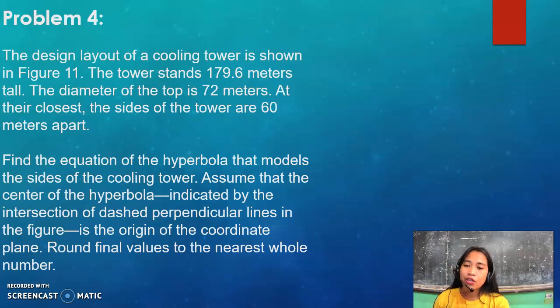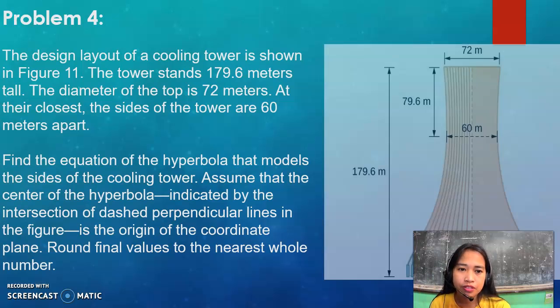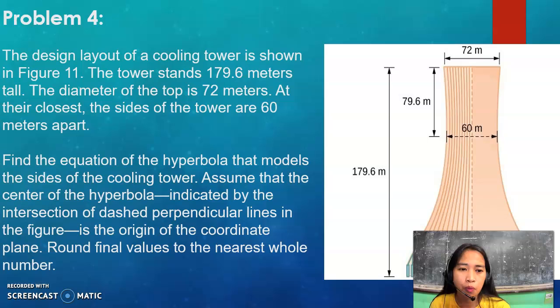The design layout of a cooling tower is shown for this one. This is our cooling tower, which is found in nuclear power plants. It is used to cool the water. The tower stands 179.6 meters tall. The diameter of the top is 72 meters. At their closest, the sides of the tower are 60 meters apart. So, find the equation of the hyperbola that models the sides of the cooling tower.